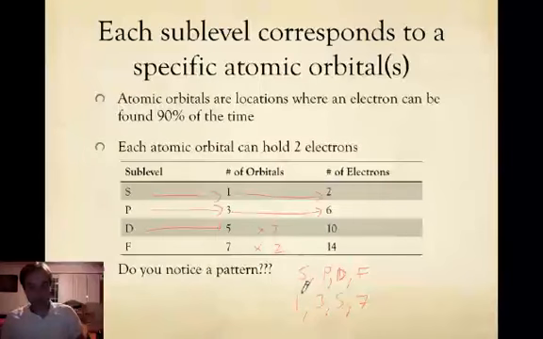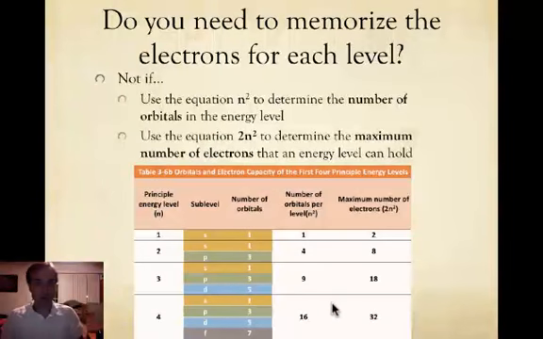Okay? And then in order to figure out the number of electrons, you can simply take whatever the number of orbitals are and you can double them. So 1 times 2 would give us 2, 3 times 2 would give us 6, 5 times 2 would give us 10, and 7 times 2 would give us 14. Okay? Alright, so do you need to memorize this? Not necessarily. In fact, you can just remember an easy little equation, and that is n squared. In other words, you take the energy level, whatever it is, whichever one you're talking about, and you simply square it.